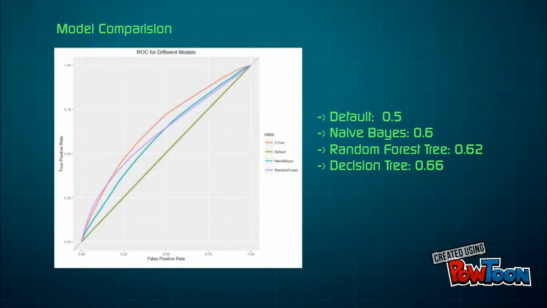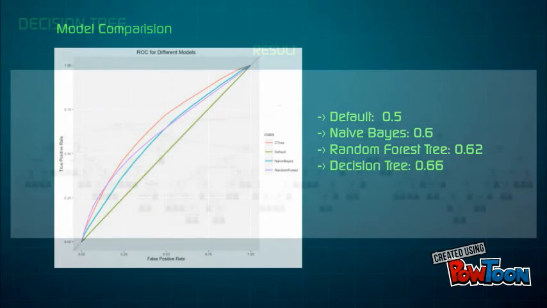In order to find the perfect model for the analysis, we had first created a default model that gave an ROC of 0.5, followed by Naive-Bayes of 0.6, random forest tree of 0.62, and finally the best of all, the decision tree of 0.66. We took this and went further ahead.